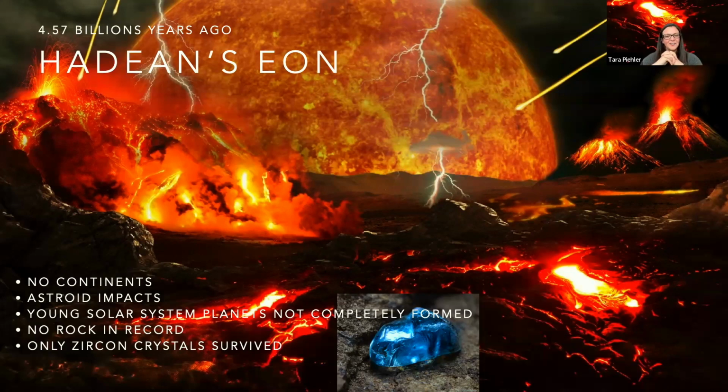That's right. So this is when some of the planets aren't even formed yet. There's no continents for sure. It's just molten rock. Tons of asteroids are happening. Obviously there's no rock we can collect from that time period. The only thing that we can collect are called zircon crystals. They're the only thing that survived.